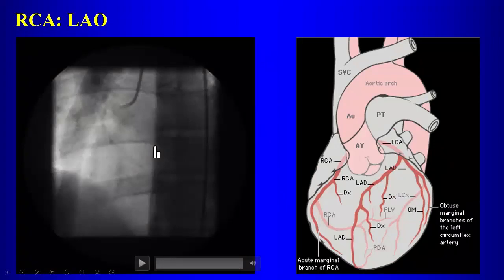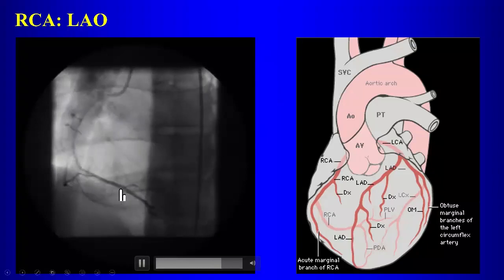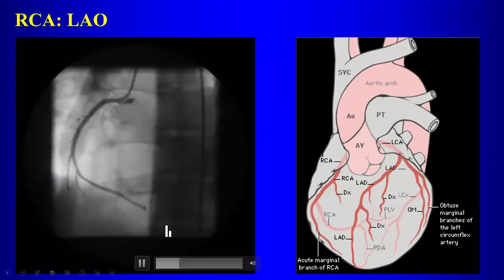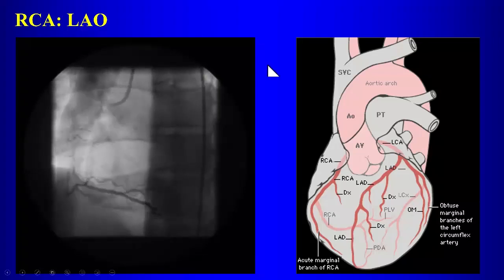And then here, looking at the right coronary artery in the left anterior oblique projection. And again, here's the right coronary artery coming around, and then down here, the PDA would be coming towards you. Okay, so that's why it looks shortened in that view.